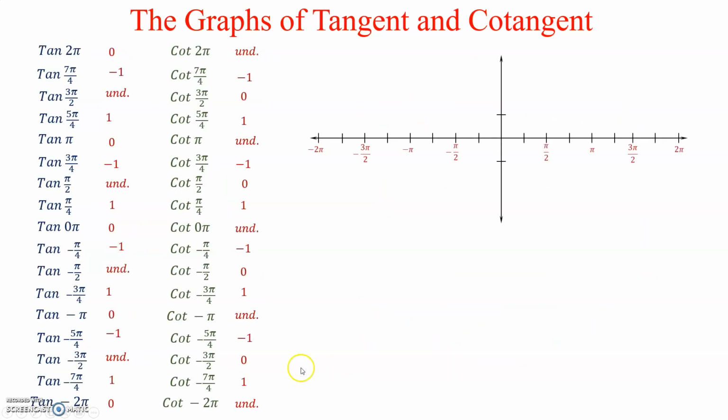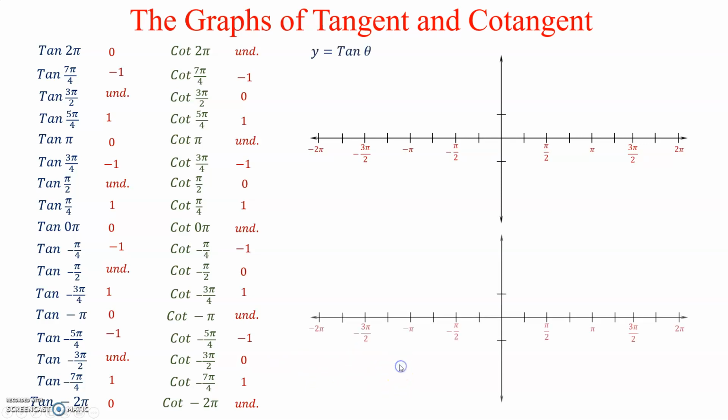If I begin to plot these points on two separate graphs, the first one will be y equals tan theta, the second one y equals cotan theta. We'll start at the very bottom, negative 2 pi. At negative 2 pi, the y coordinate, or the vertical coordinate, will be 0. So we can plot that first point. As we move to negative 7 pi over 4, the y value is 1. As we go to negative 3 pi over 2, it's undefined, so we're going to just skip that for right now. So let's keep going to negative 5 pi over 4. The value for my y is negative 1.